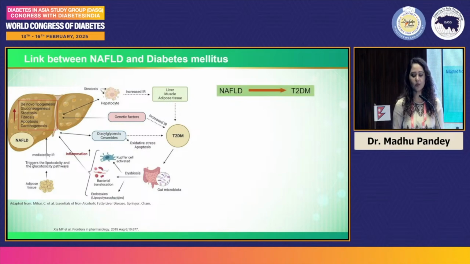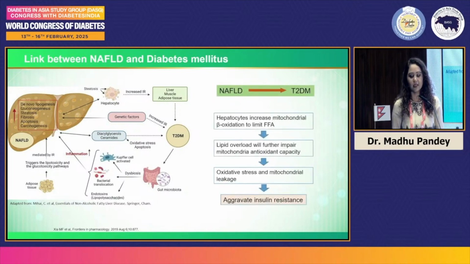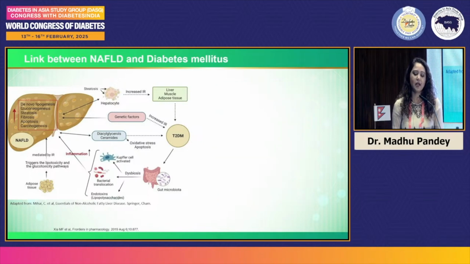So talking about NAFLD and type 2 diabetes, when the hepatocytes increase mitochondrial beta oxidation, it leads to FFA lipid overload, which further impairs the mitochondrial antioxidant capacity, leading to oxidative stress and mitochondrial leakage, aggravating the insulin resistance, and leading to a link between NAFLD and diabetes.